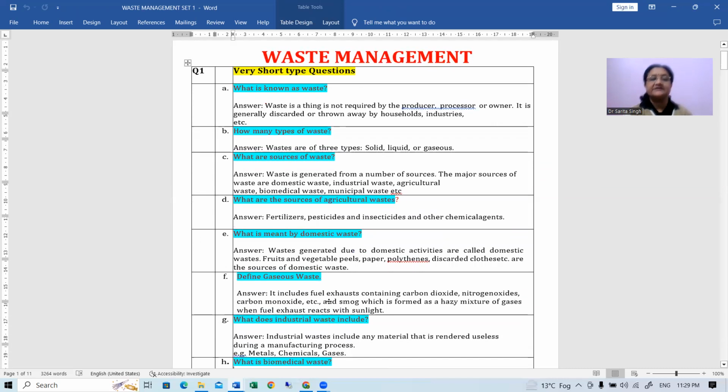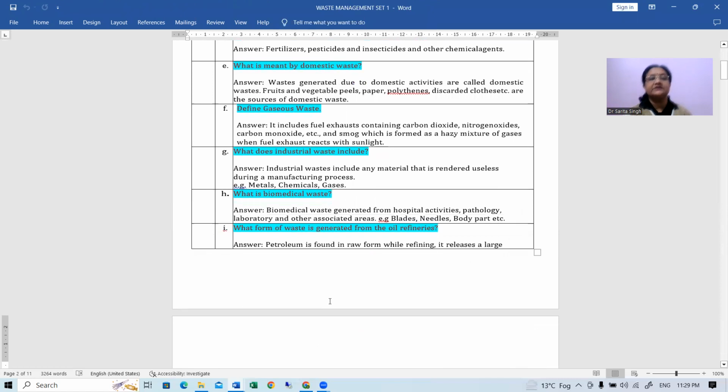Then next is, define gaseous waste. Gaseous waste generally includes the fuel exhausts containing carbon dioxide, nitrogen oxides, carbon monoxide, okay, and even the smog, which is formed as you can say the smoke along with fog, okay, that has been termed as smog. And this is again something which causes a lot of harm to the people, or all the living beings when they inhale all that.